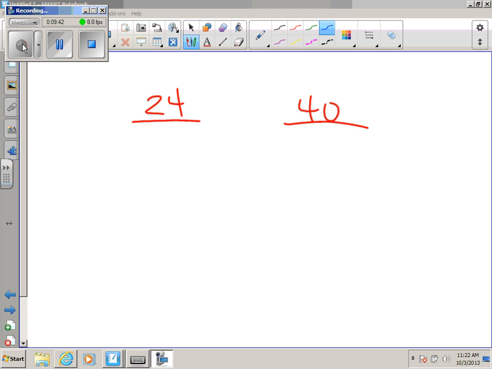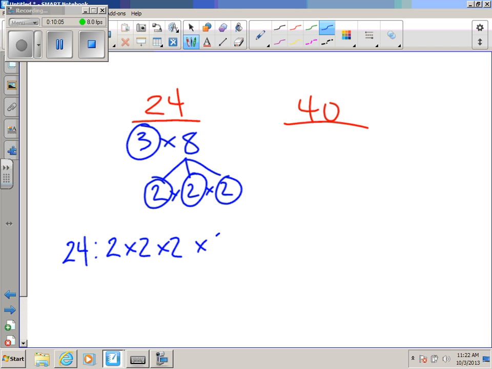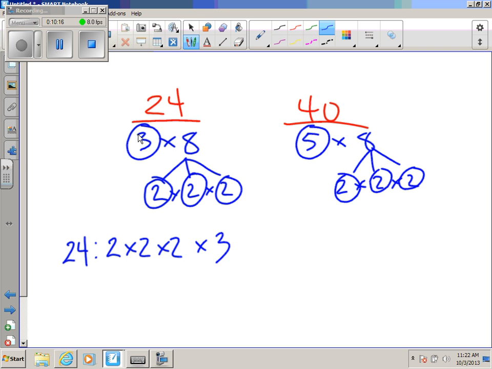There you go. 24. 3 times 8 works. 8 is the monster, right? Because 8 is 2 times 4. 4 breaks down to 2 times 2. So let's do this, because this is really important. 3 2s and a 3. 40. Let's do 5 times 8. 5 is prime. There's that 3-headed monster again. So for 40, 1, 2, 3, and a 5. Good.